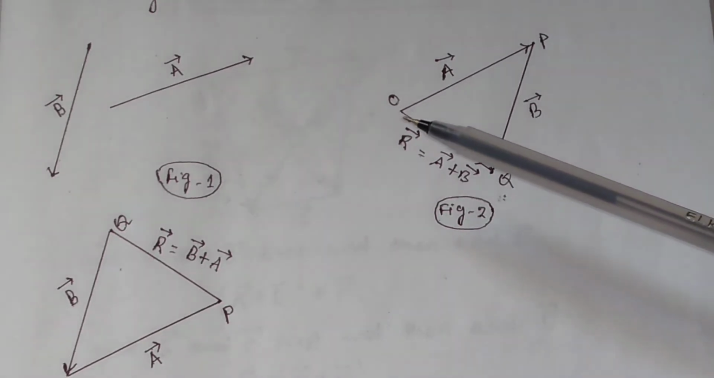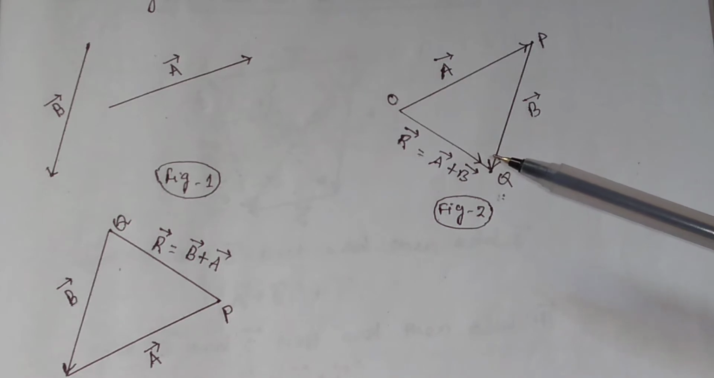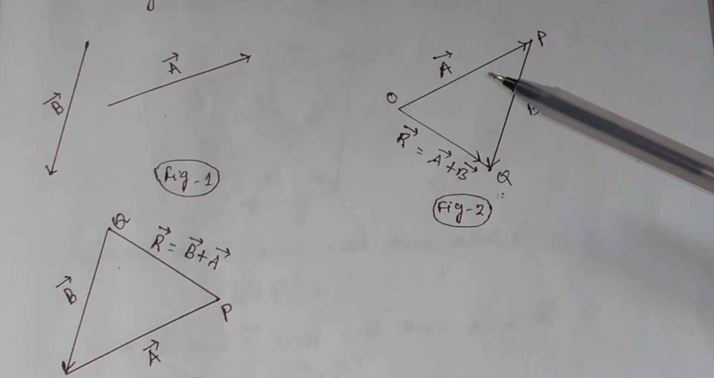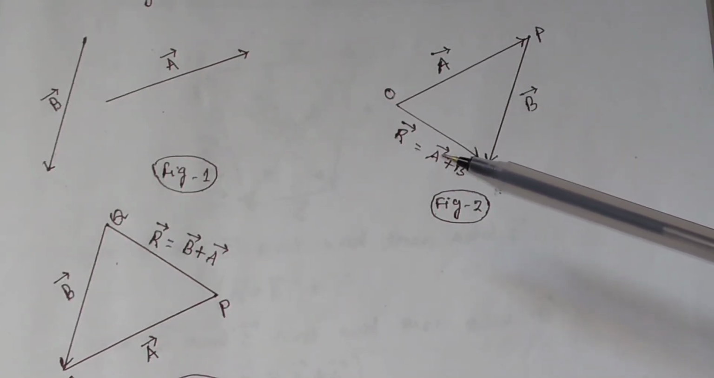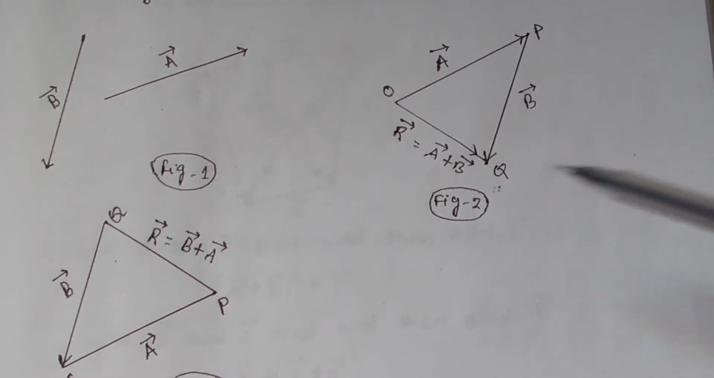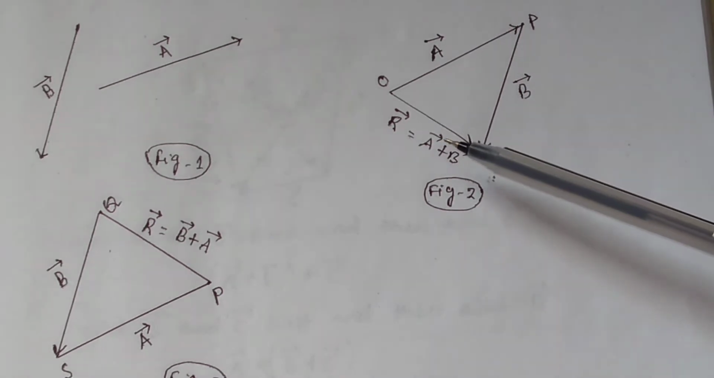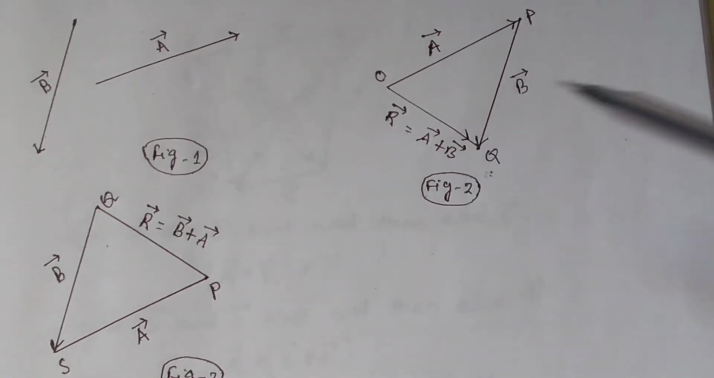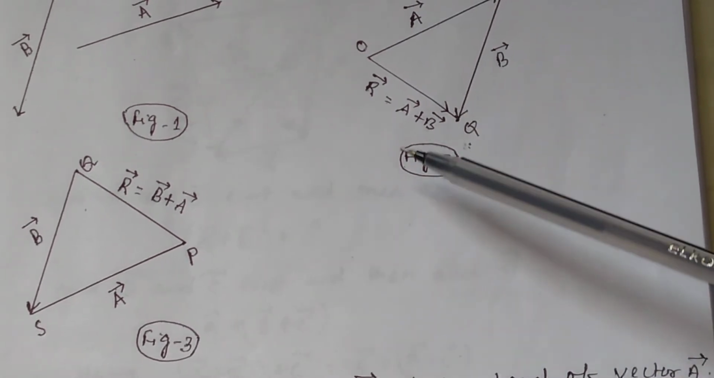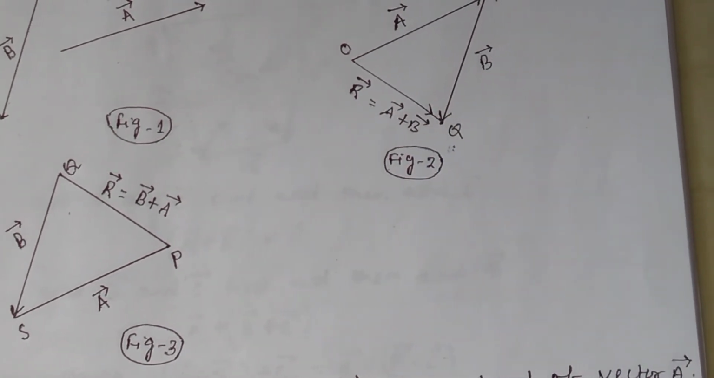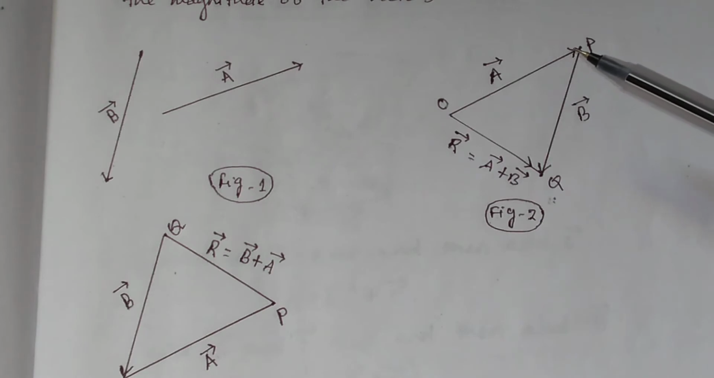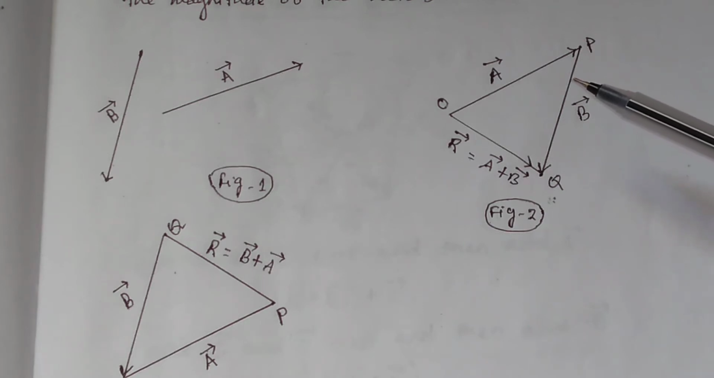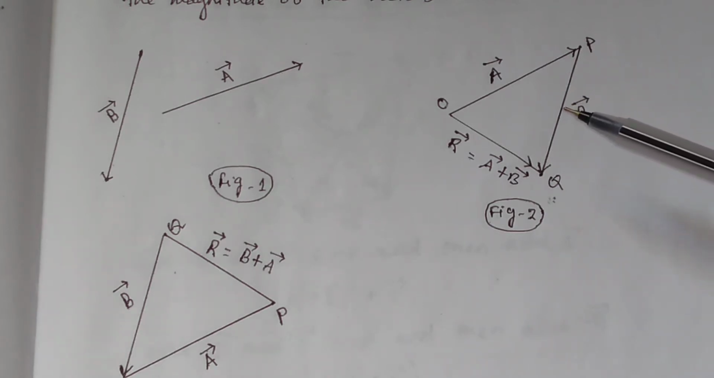Then the line OQ, this line you see in the figure, represents the sum of the vectors A and B, written as the resultant vector R equal to A plus B, that is the sum of the vectors A and B. Since the vectors are arranged head to tail, you see the head of one vector is joined to the tail of another vector, this graphical method is also called the head to tail method.